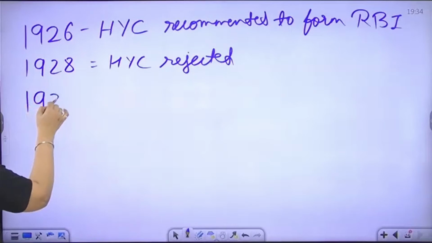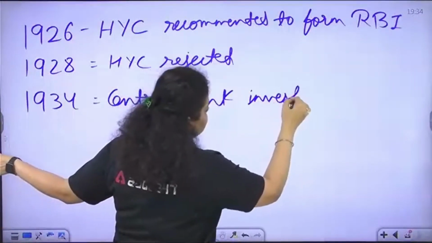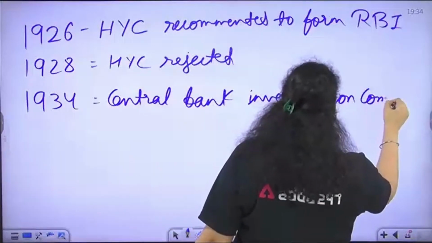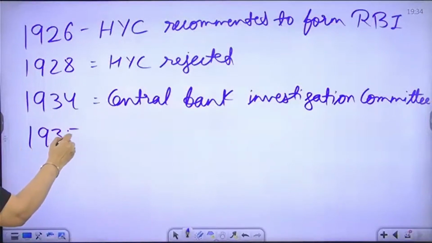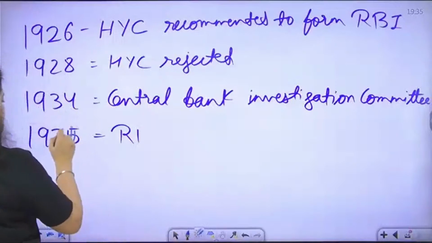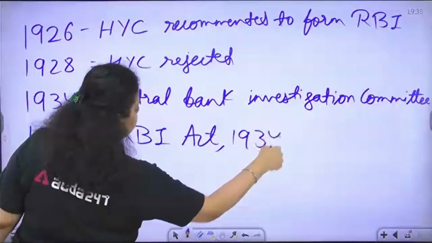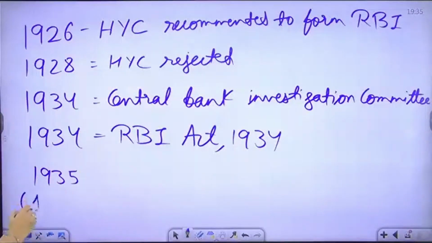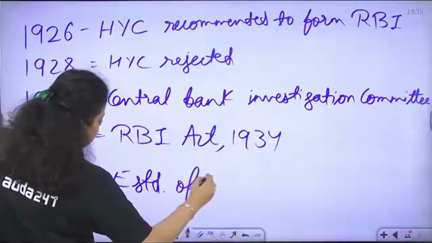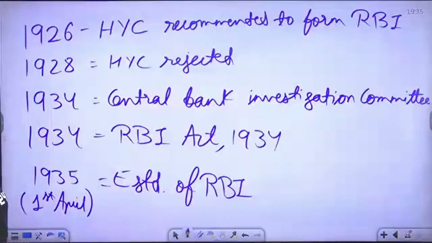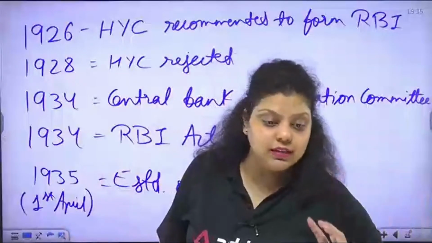After that, again in 1934, the Central Bank Investigation Committee was introduced. The Central Bank Investigation Committee studied the report of the Hilton Young Commission and made certain changes. After making these changes, in 1934 the RBI Act was introduced, and in 1935, on the 1st of April, the establishment of RBI was done. So RBI was established on 1st of April 1935, right?